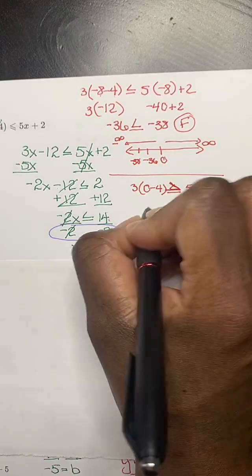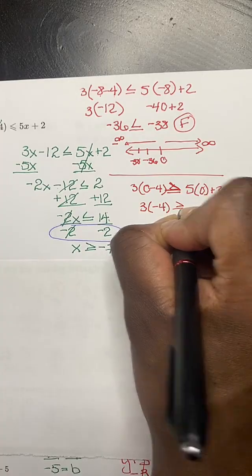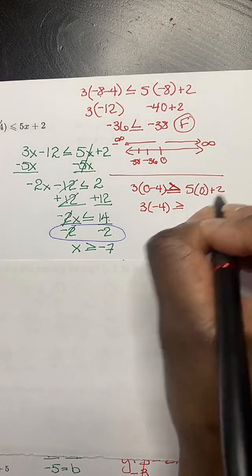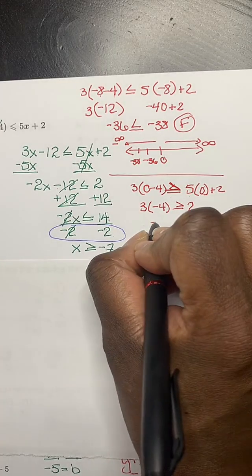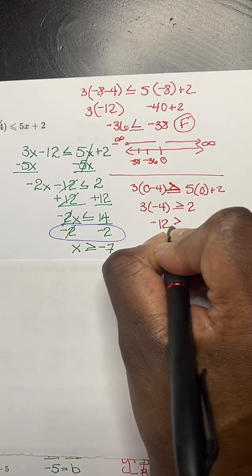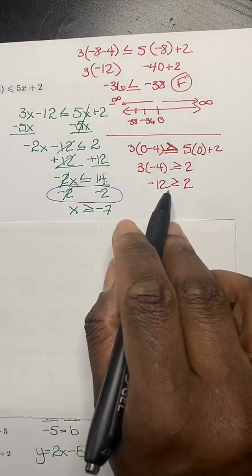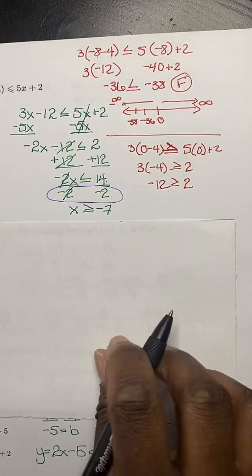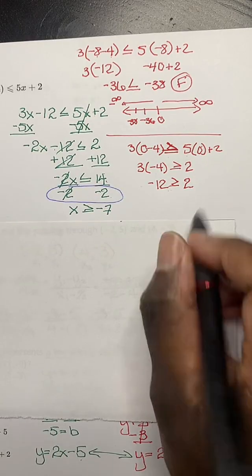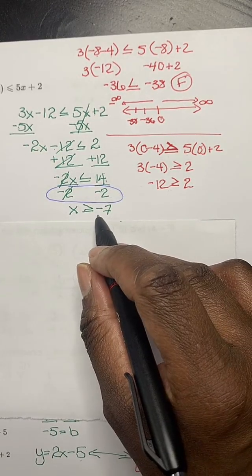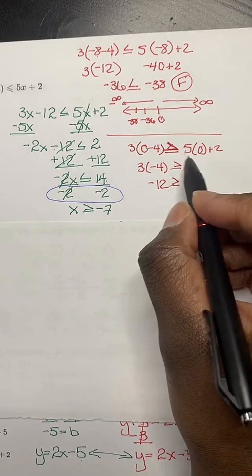So 0 minus 4, that gives me a negative 4. 5 times 0 is 0. 0 plus 2 is 2. So now I have negative 12 is greater than or equal to 2. Is that a true statement? Wait, hold on. So negative 12. Wait, did I flip? I did not flip. Did I flip? I didn't flip.